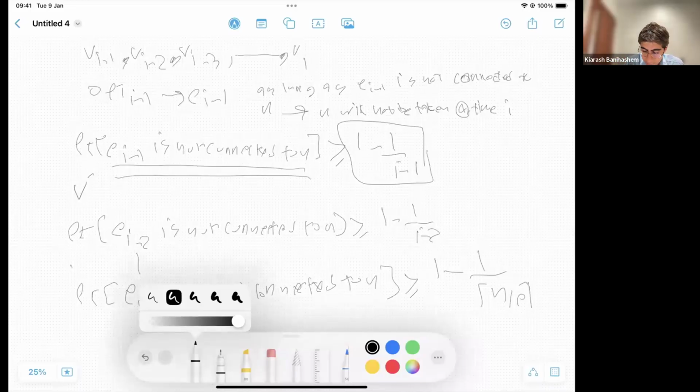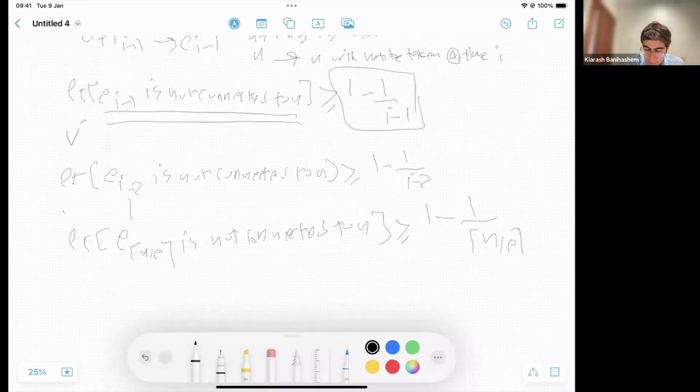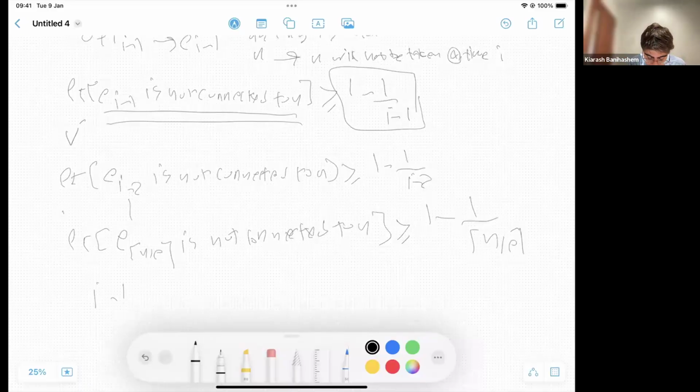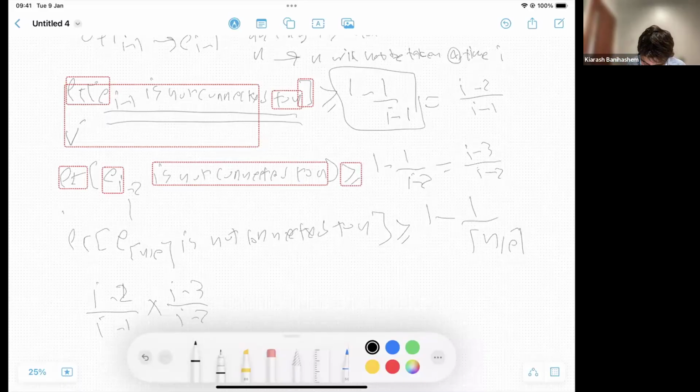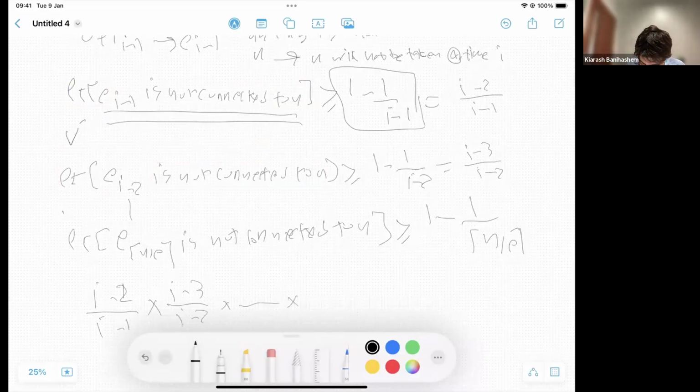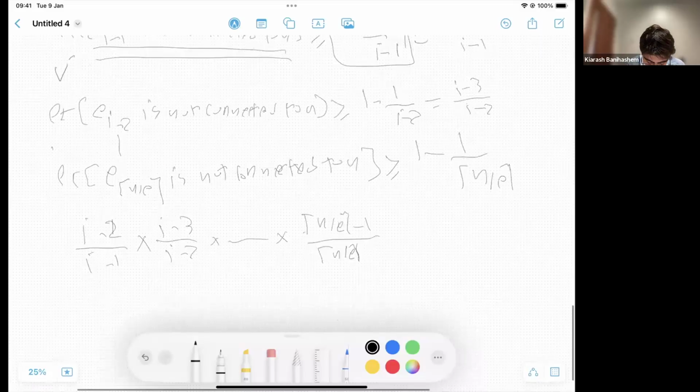So what happens when I multiply these numbers together? Well, the first one is I minus 2 times I minus 1, right? So this equals I minus 2 times I minus 1, and this equals I minus 3 times I minus 2. I can keep this math going until I get to n over E minus 1 divided by n over E. And all of these numbers are now going to cancel out.